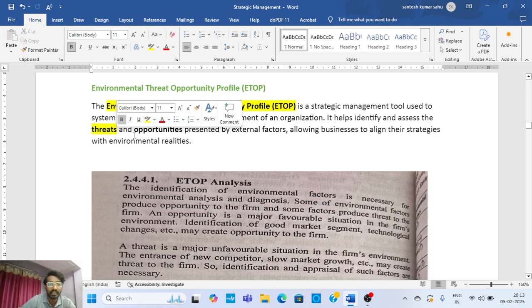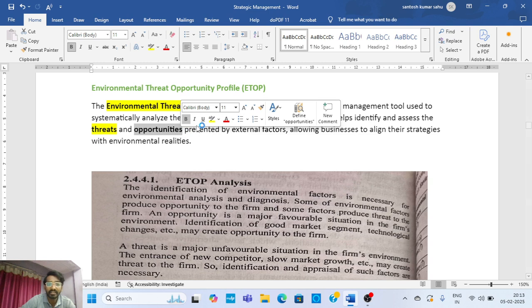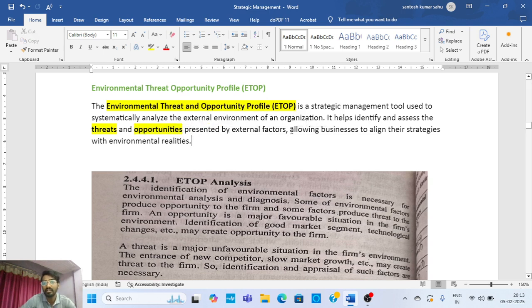One is threat and the other is opportunities, presented by external factors, allowing a business to align its strategies with the environmental realities.